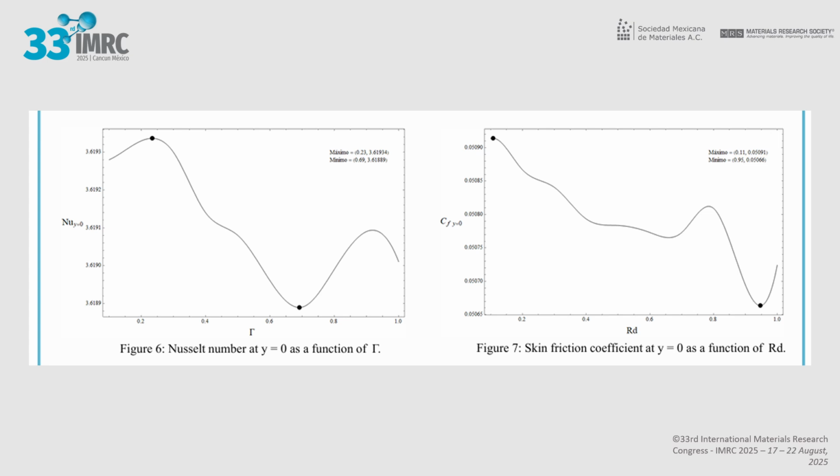Figure 7 shows the behavior of the skin friction coefficient at y equals 0 with respect to the nonlinear thermal radiation parameter Rd. In general, the curve exhibits a non-monotonic trend with localized peaks around Rd equals 0.1 and 0.9. This peak can be attributed to an adjustment in the thermal viscous equilibrium near the lower wall. As Rd increases, the temperature field is affected in a nonlinear manner, subtly modifying the velocity gradient and consequently the surface friction.